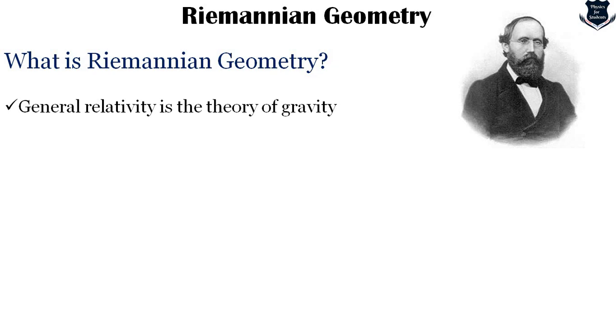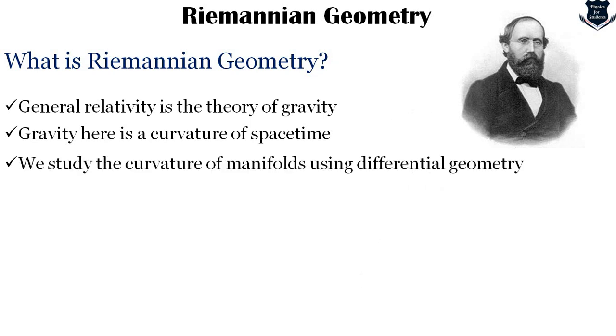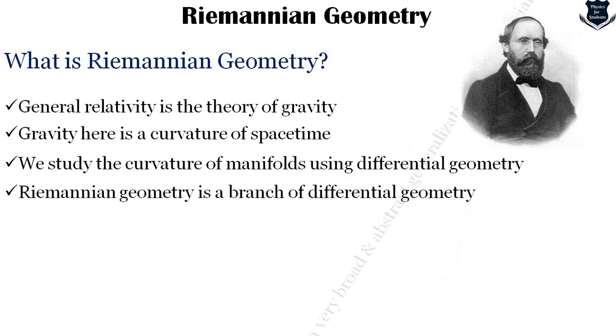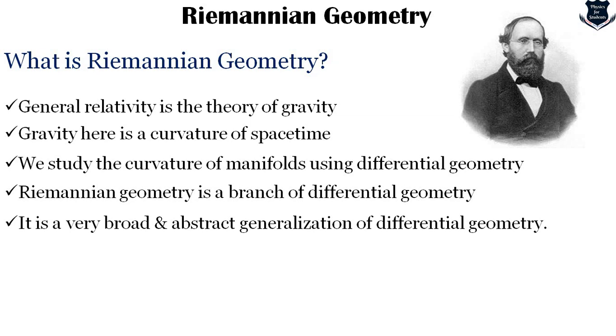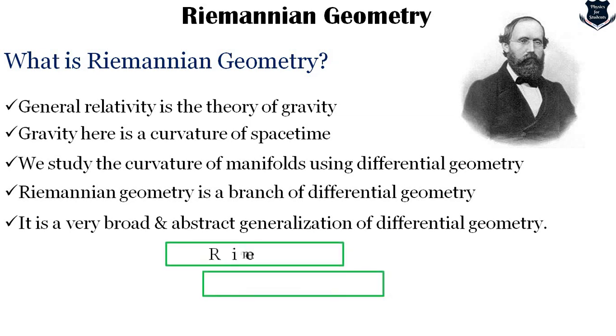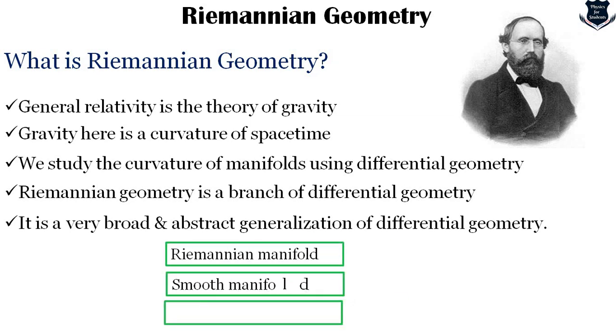So, general relativity is a theory of gravity. We know that gravity is a curvature of space-time. Hence, we need to study the curvature which generates space-time and manifolds using differential geometry. Riemannian geometry is a branch of differential geometry. It is very broad and abstract, and it studies Riemannian manifolds, smooth manifolds with a Riemannian metric. So it is just a very gross and basic definition of what Riemannian geometry is.